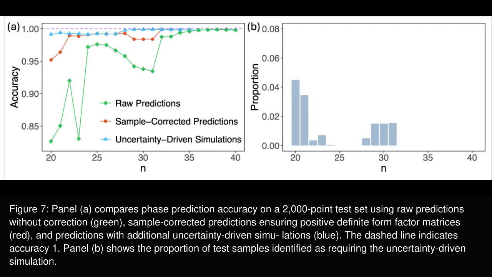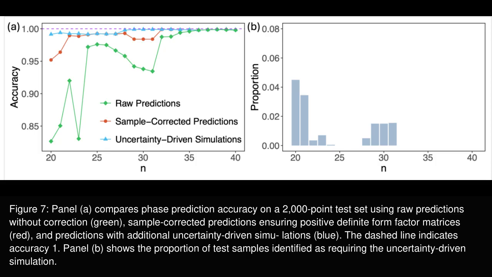Figure 7a compares phase prediction accuracy on a 2,000-point test set using three methods: raw surrogate predictions without corrections, shown in green, sample-corrected predictions that ensure positive definite form factor matrices in red, and predictions augmented with additional uncertainty-driven simulations indicated in blue. The dashed line marks perfect accuracy equals 1.